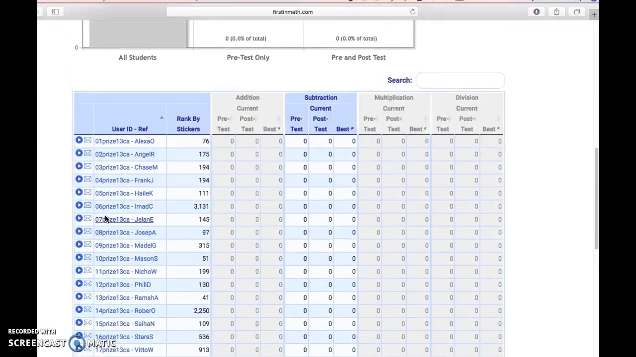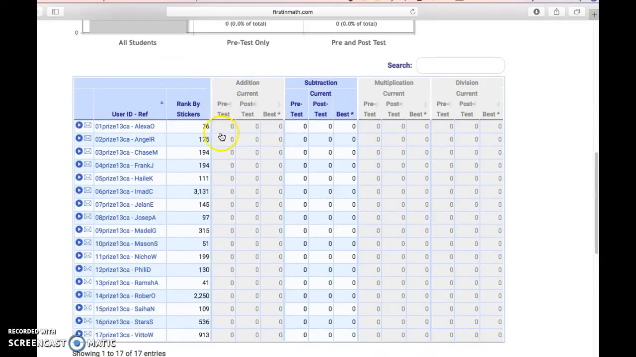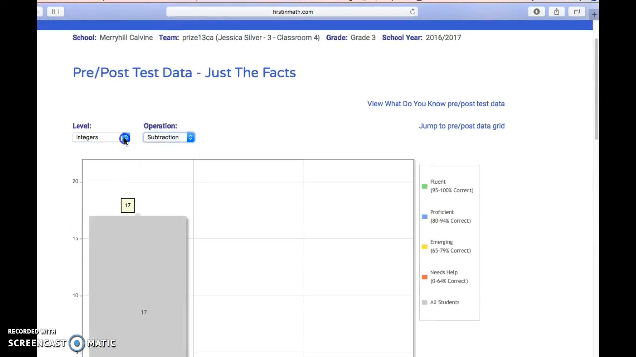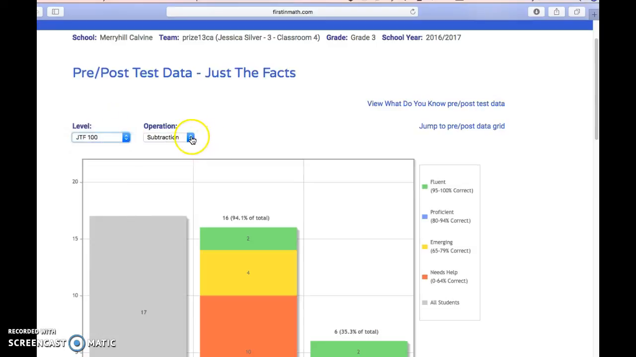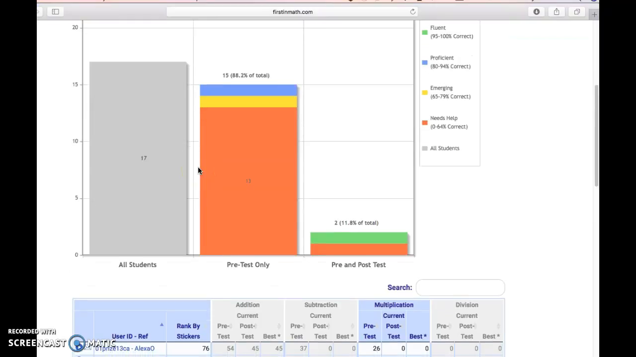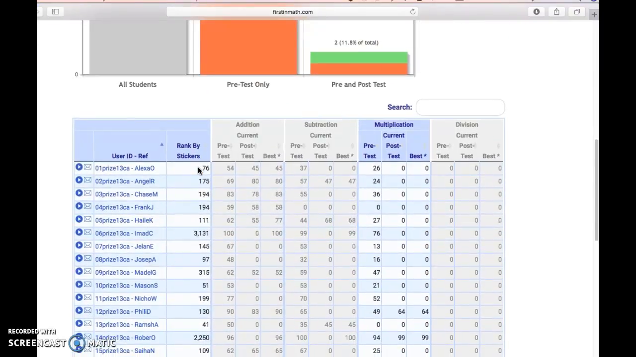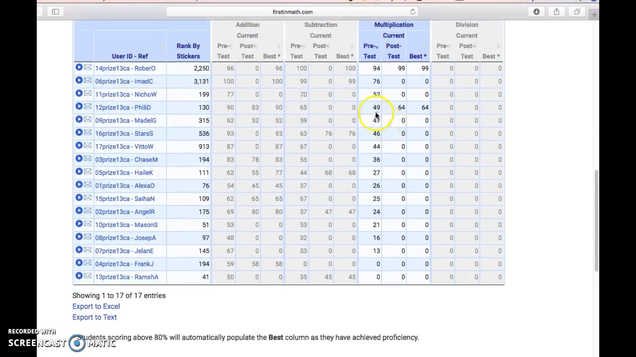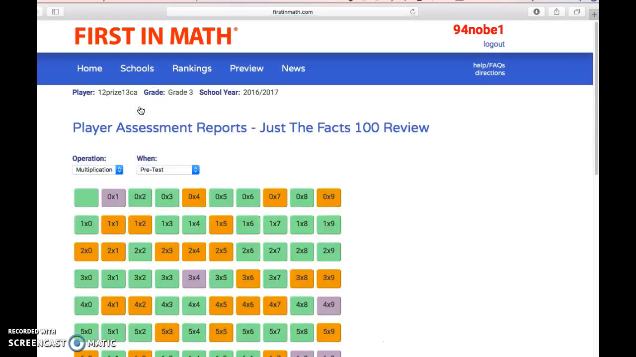So how do you know what everyone got right or wrong? So let's go down to our pre-test for addition. So let's go to our just the facts. Let's go to multiplication, because this is when they first start multiplication in third grade. So if we go in order and let's get our highest student, okay, so we'll take like a middle of the road. So let's go to Philip and let's see if we find any patterns.